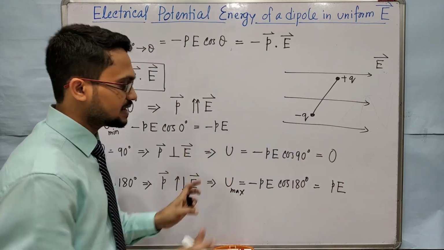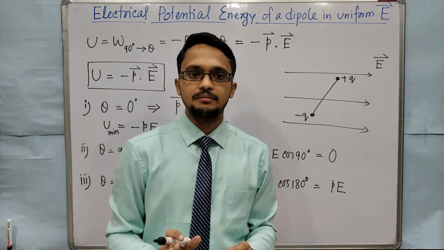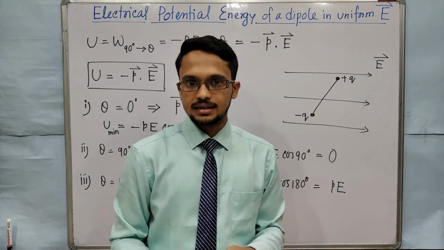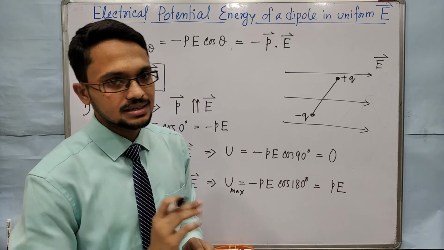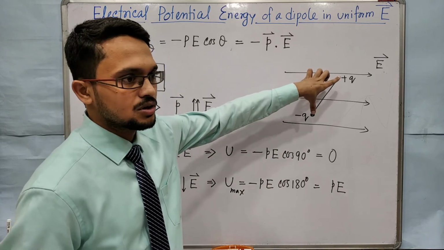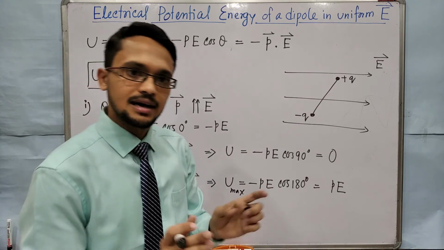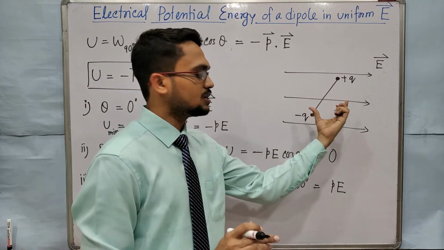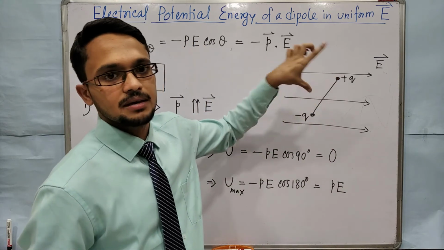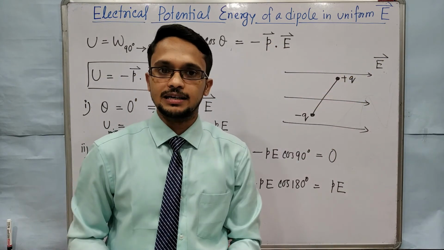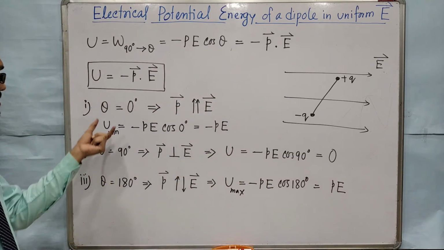Everything in the world wants to have minimum potential energy. So this dipole will also be at the position of minimum potential energy at the end. It will rotate in such a way that its potential energy will be minimum in this uniform electric field region. Understand? So what is the position of minimum potential energy?